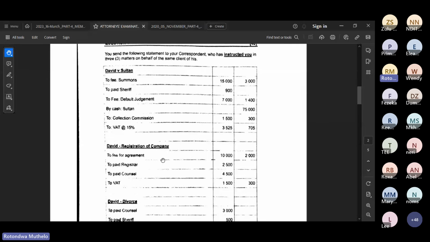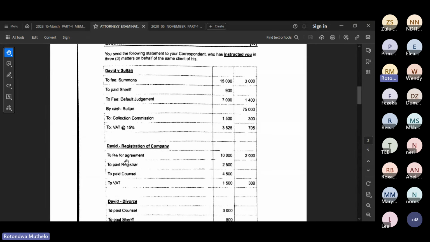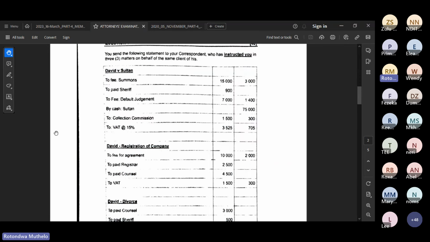Look at our current question paper. You see the fee. There is no VAT under it. There's just a disbursement under our fee. To fee default judgment, there is no VAT. But we are a VAT vendor because they say VAT 15% here. They put this VAT there just for you to see that you are a VAT vendor. You are not just here acting on your own will. They just put these here for you to see because they didn't mention it in the question.